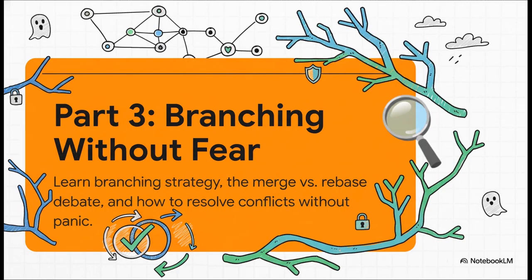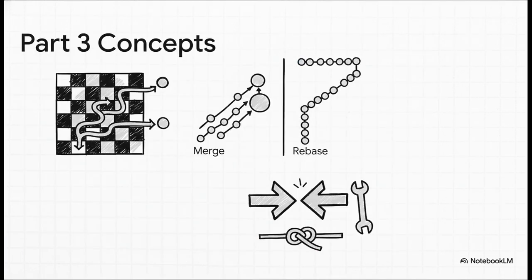Then, in part 3, we get to branching without fear. We're going to take branching from something you do kind of cautiously to what I think will become your absolute favorite feature in all of Git. Branching is what makes Git so incredibly safe and powerful. We'll give you a clear strategy for it. And you know that whole merge versus rebase debate? We're going to show you why it's not a religion. It's just a strategic choice, and there are clear criteria for when to use which. We'll give you those criteria, and you'll be resolving conflicts without breaking a sweat.